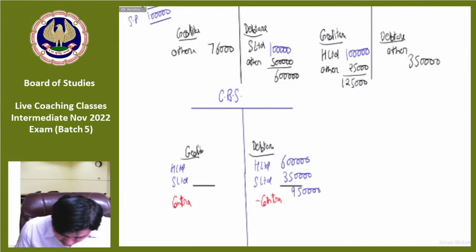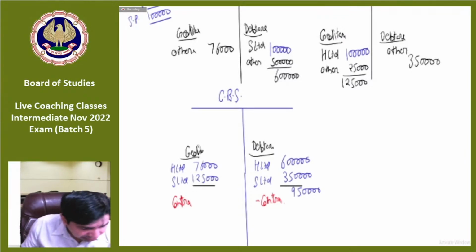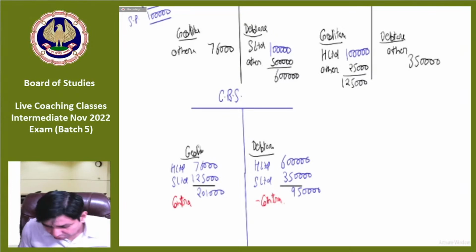Before that, first do the consolidation. In the holding company, creditors are 76,000 and the subsidiary company's creditors are 1,25,000. So it becomes 76,000 plus 1,25,000, that is 2,01,000. From that you have to reduce the contra. What are the contra items?